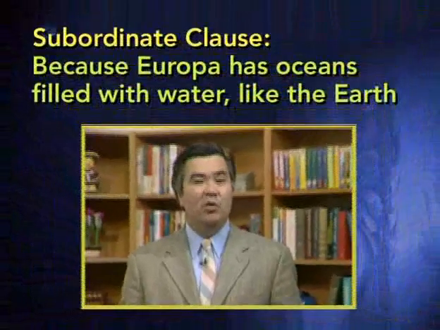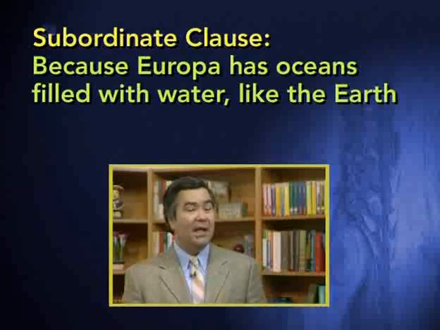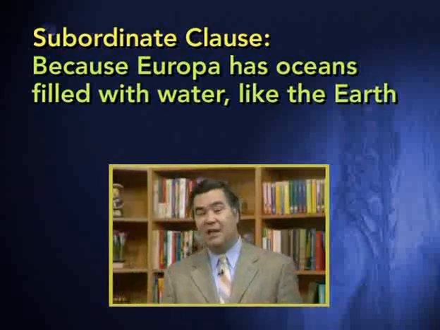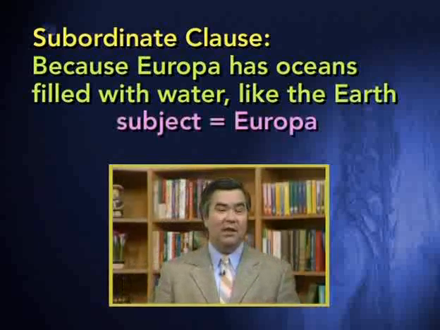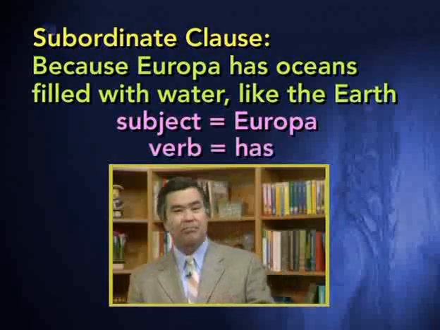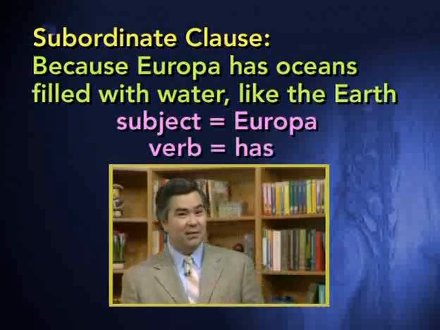Take a look at this example. Because Europa has oceans filled with water like the earth. Now, this is a clause because it does contain a subject and a verb. The subject is Europa. The verb is has. So far, so good. But can this stand alone as a sentence?